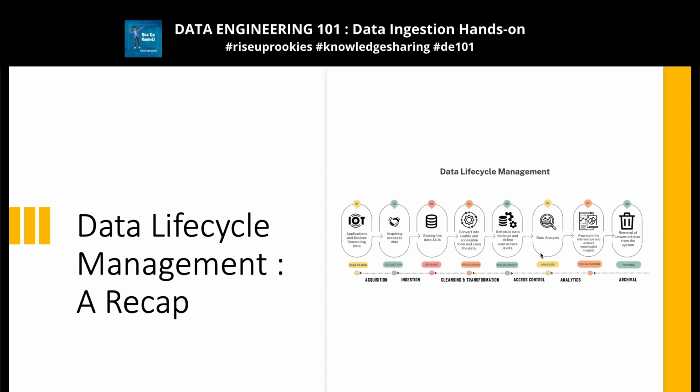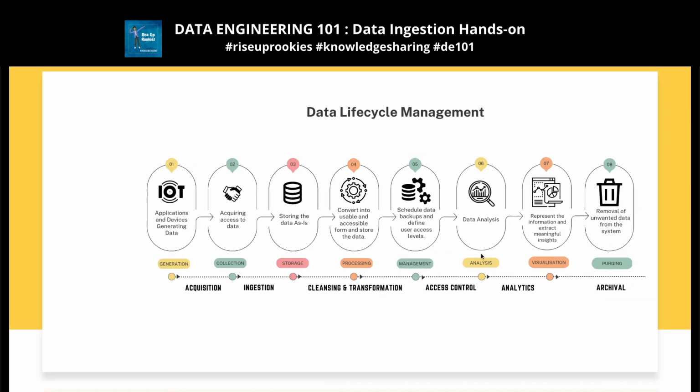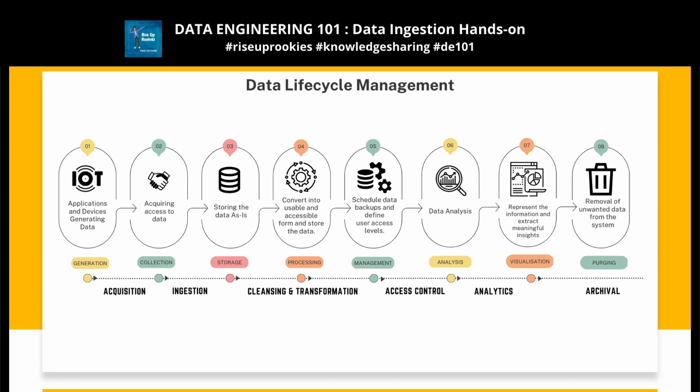So this week we're gonna start with a quick recap on data lifecycle management. Basically, as we saw last week, there are 8 stages in the data lifecycle, and each has its own value, and every stage will have multiple sub processes. But for any data platform, these are the 8 mandatory stages data will go through, right? It starts from any source and ends in the purging layer.